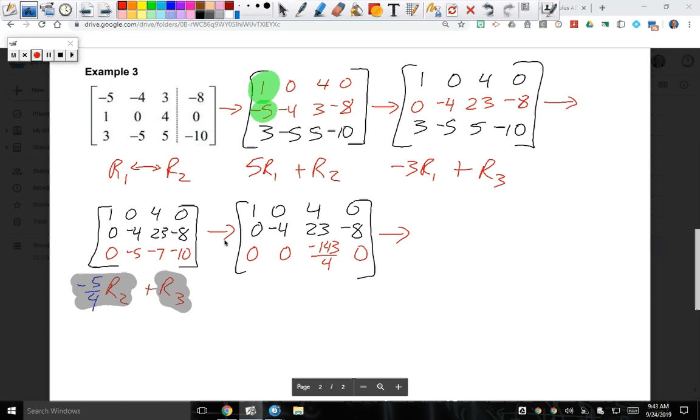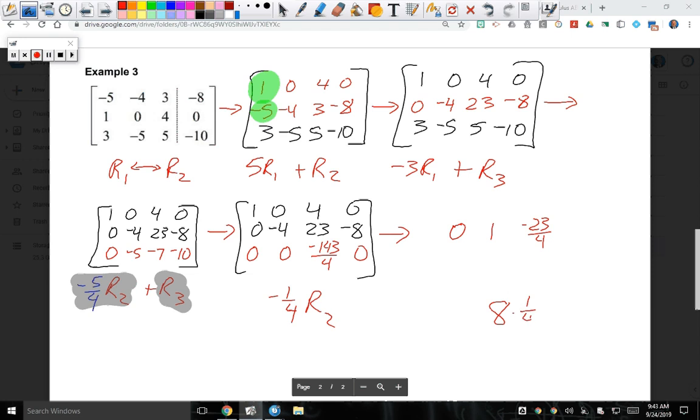So what is it that I'm going to do? Multiply by a negative 1/4. So a negative 1/4 row 2 will now make row 2 into 0, positive 1, negative 23 over 4. And what's negative 8 times a negative 1/4? Positive 2. Let me show you that.